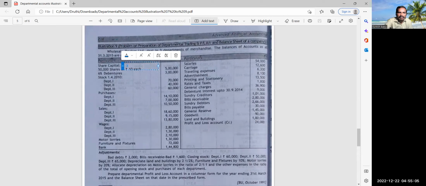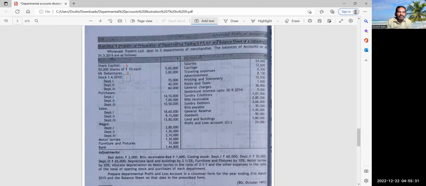3 means what? Okay, I'll change the color. I want the color of the text to be changing. 3 means balance sheet, correct? 6% debentures, the next item, is also 3. Debentures means secured loans, liabilities side.